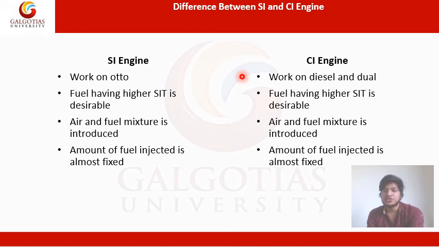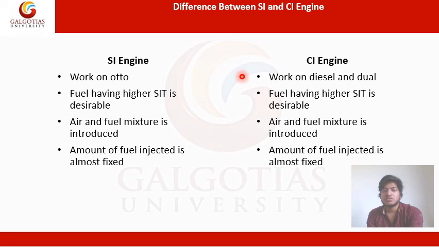In an SI engine, the air and fuel mixture in gaseous form is inducted through the carburetor into the cylinder during the suction stroke. Whereas in a CI engine, only air is introduced into the cylinder during the suction stroke, and therefore a carburetor is not required. Fuel is injected at high pressure through the fuel injectors directly into the combustion chamber. So this is the main difference: in CI only air, in SI an air plus fuel mixture.